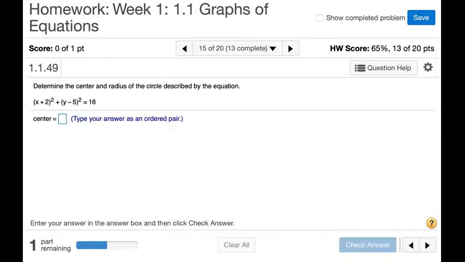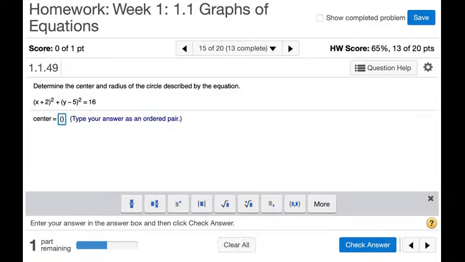Okay. Center and radius. This is already in the standard form of a circle. So the center is going to be negative 2, 5. And then the radius is going to be 4, which is the square root of 16.